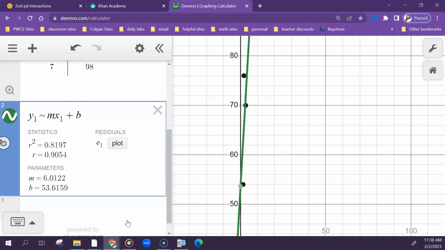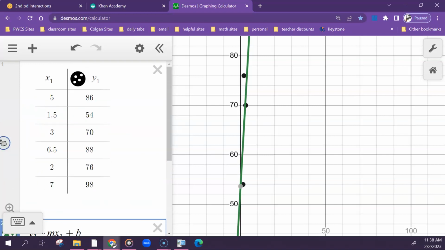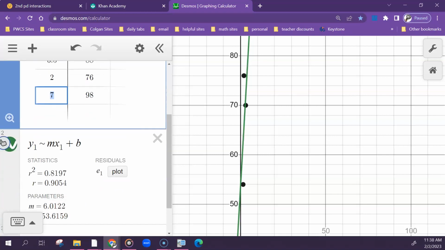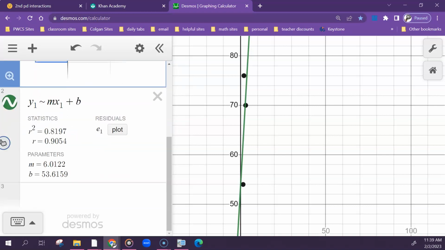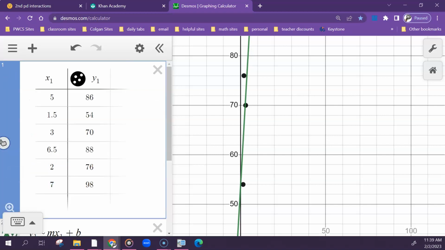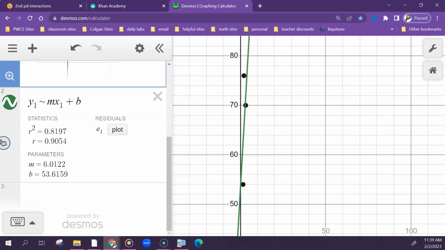So what's nice about this is it'll look very similar to our slope-intercept form, except it's y1, x1 because of our table. Our table has x1, y1, and that's the only way this would work. It'll automatically give you your slope and your y-intercept, but we knew that already because we just did it in the calculator. But if you were using Desmos for a different problem, you would use those and write it in the format y equals mx plus b. Again, round to 2 decimal places.